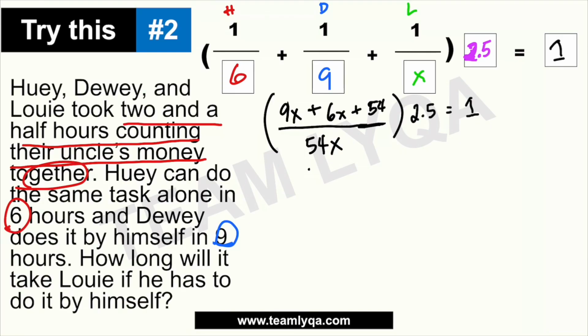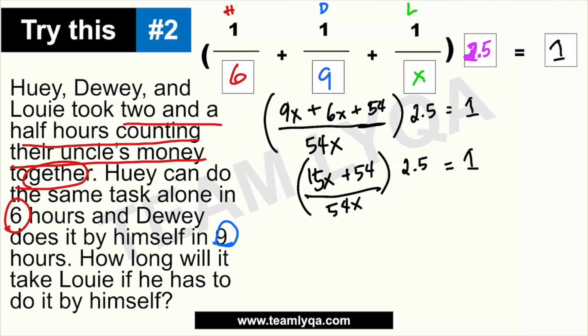9x plus 6x is just 15x plus 54 over 54x. So, multiply natin siya sa 2.5 equals 1. So, 15 times 2.5 is going to give us 30 plus another half ng 15. So, that is 37.5.